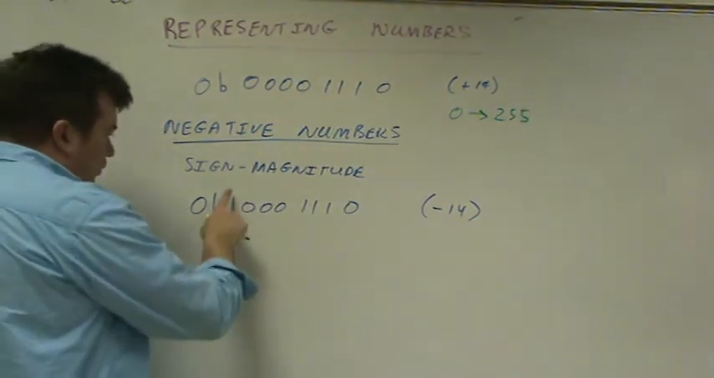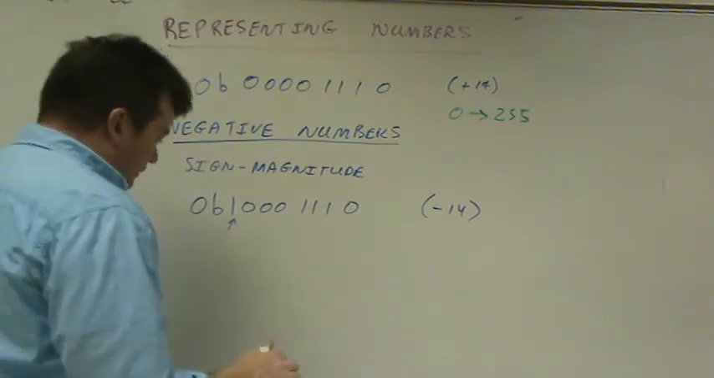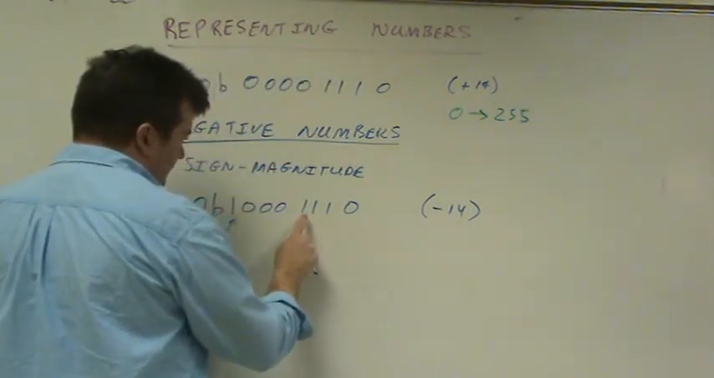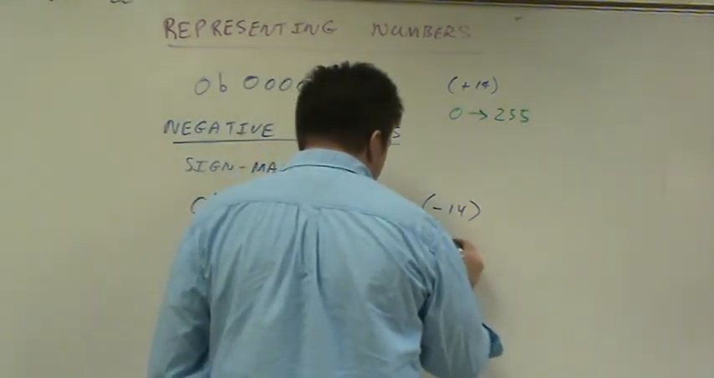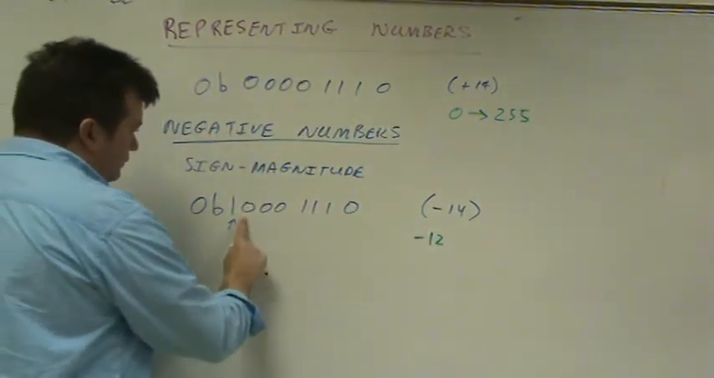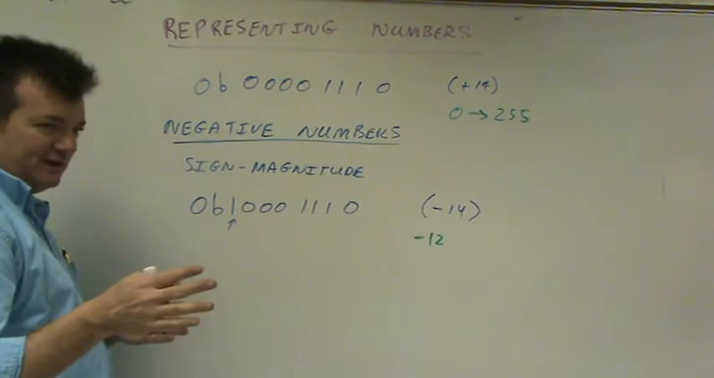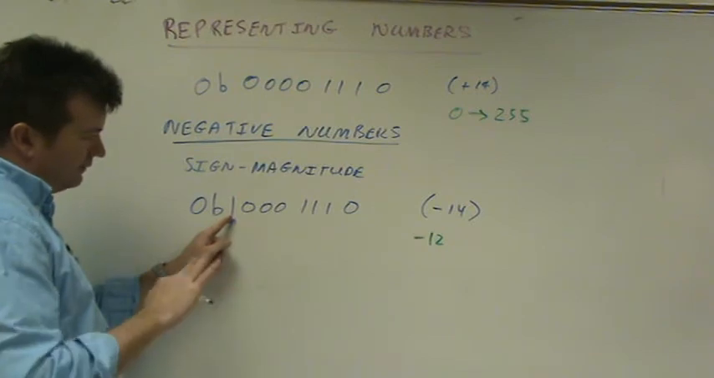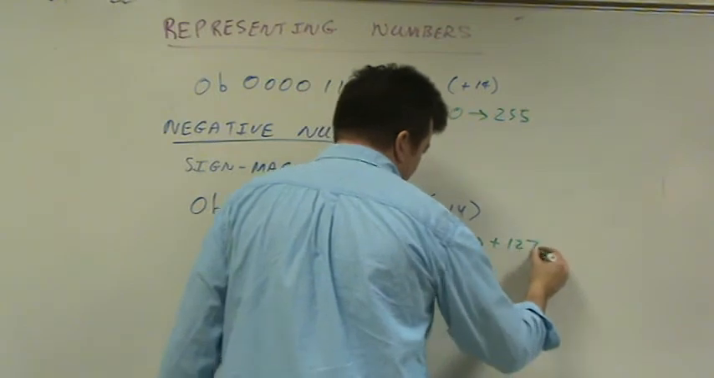Now, if we've dedicated 1 bit to just being the sign, we've actually lost a bunch of numbers, right? So what numbers can we represent now? With 7 bits, you can represent numbers between 0 and 127. And if this is our bit that tells us if it's positive or negative, we can go from negative 127 to positive 127.